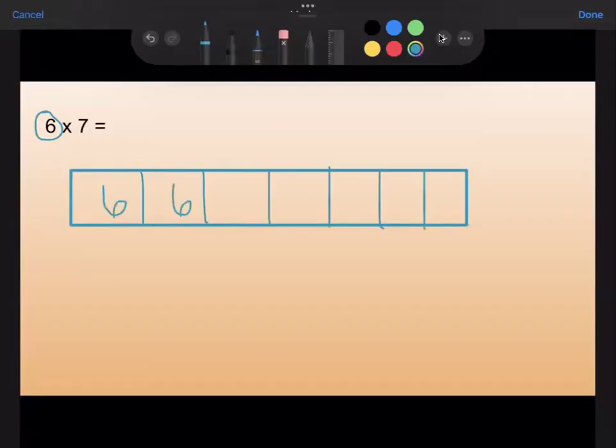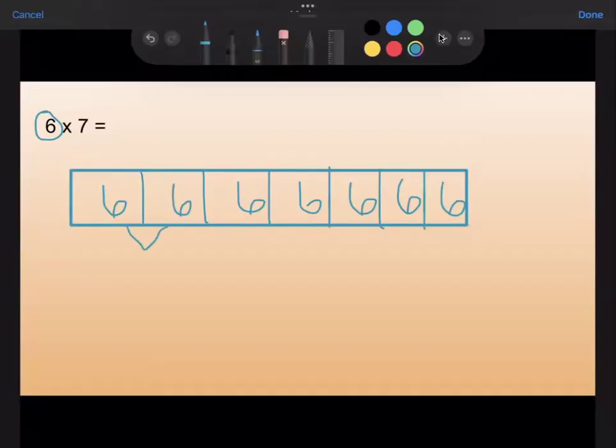So 6, 6, 6, 6, 6, 6, and 6. So this is showing 7 groups of 6. The reason I didn't do 6 groups of 7 is because I'd have more groups to add together. But if you chose to do it that way, that would be totally fine. You'd end up with the same answer.